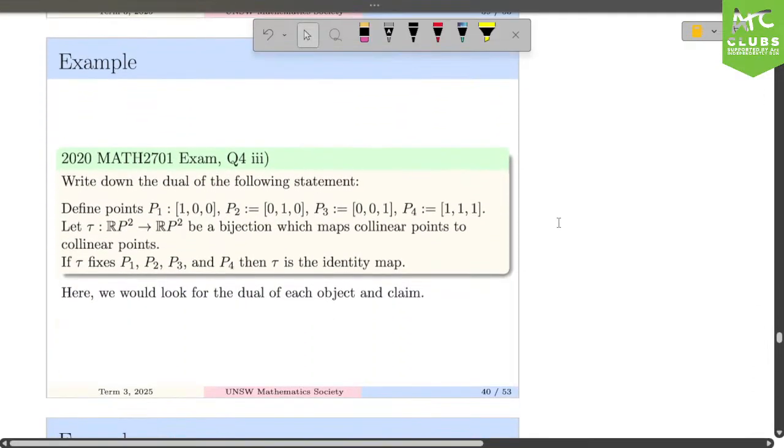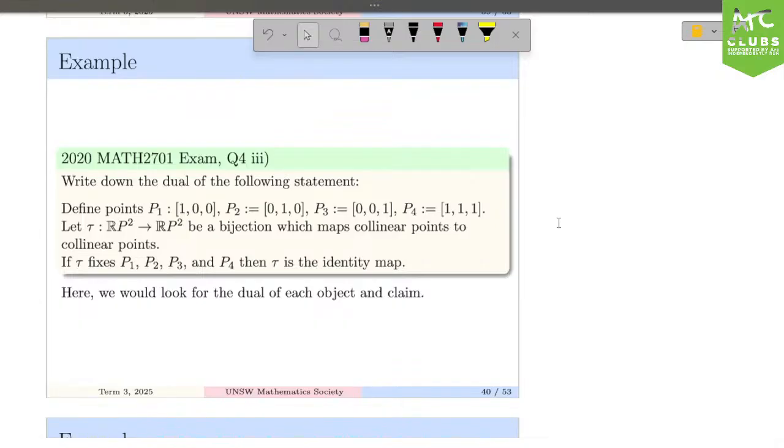So, here's an example from a past exam where we have to find the dual of this statement. So, the first thing we have to do is find the dual of each individual item. So we have P1 is 100.